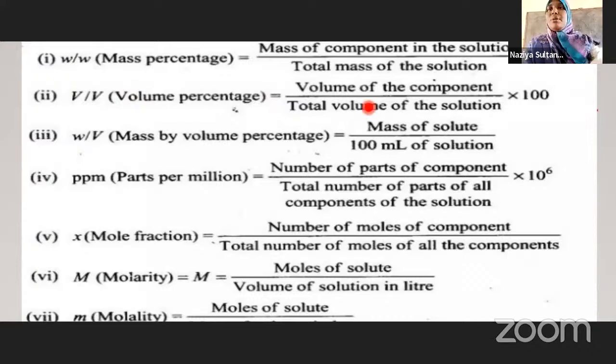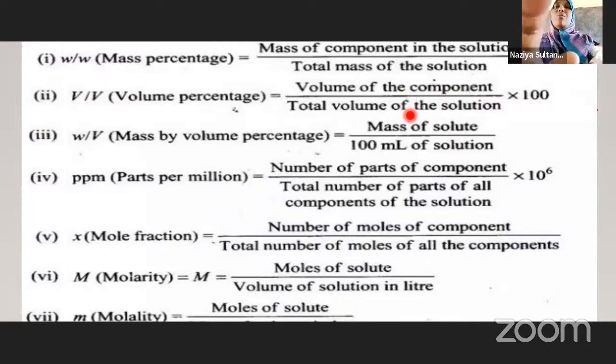Please practice all these formulae till you get them. You should be able to write all the methods of concentration by yourselves. Next, coming to volume percentage: volume of the component by total volume of the solution into 100. Mass percentage and volume percentage do not have units. The reason is that it is the ratio of the same quantities with the same units, so the units get cancelled.